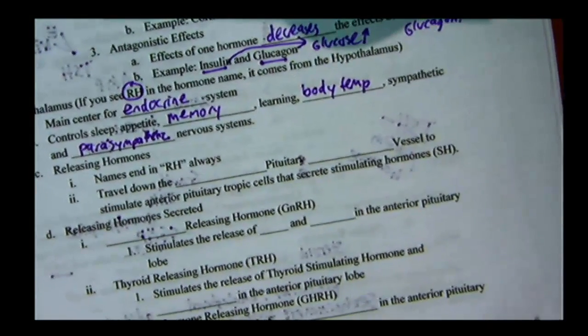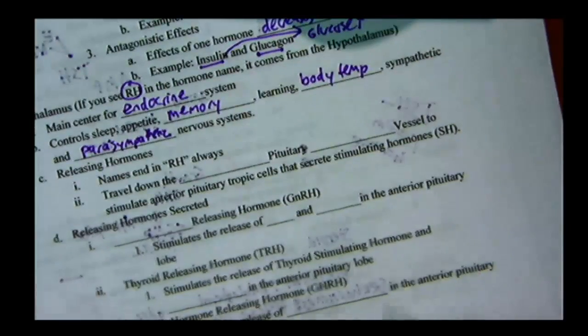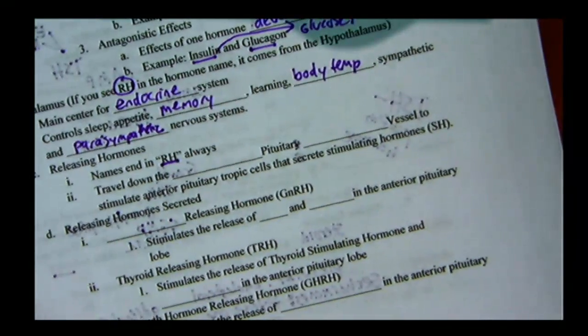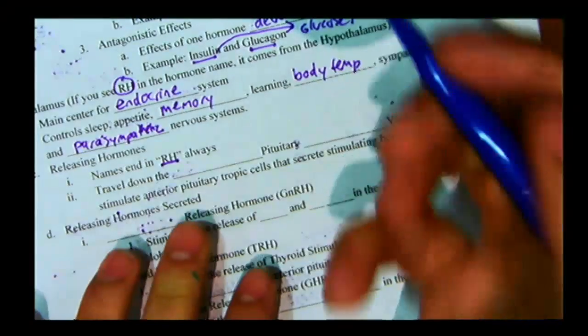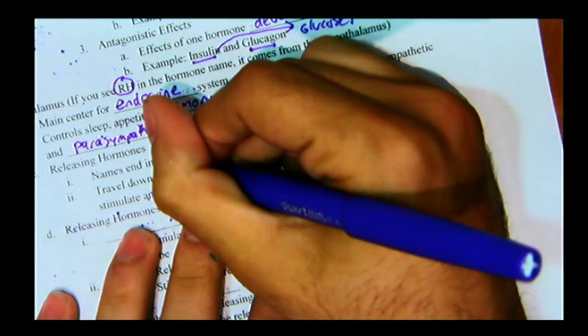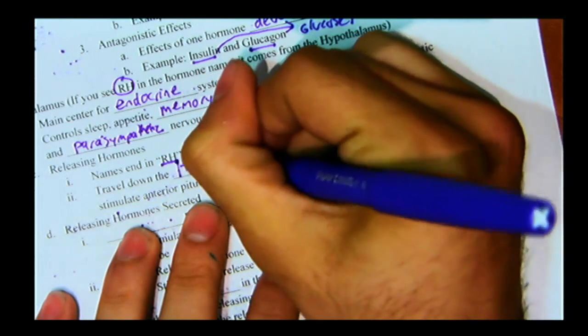Hypothalamic, pituitary, pituitary portal vessel to stimulate anterior pituitary trophic cells that secrete stimulating hormones in the anterior pituitary.